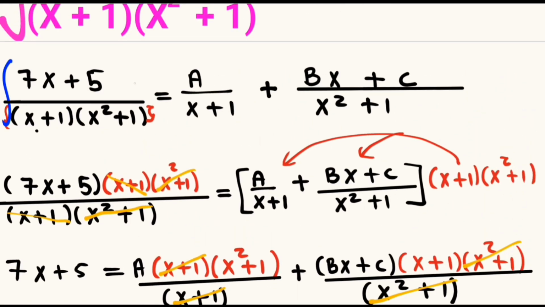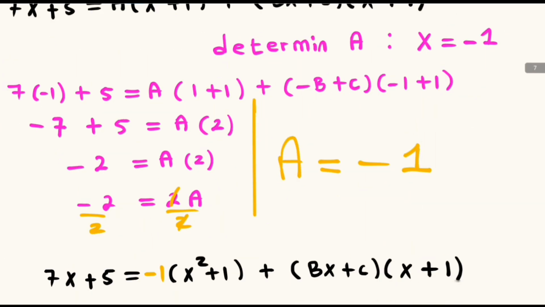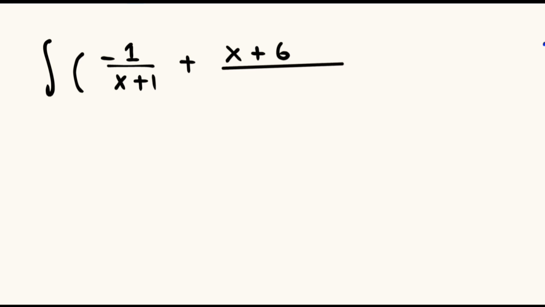So integrating the left hand side will just be the same as integrating the right hand side, but it will be much easier for us to integrate the right hand side. So we have the integral of a divided by x plus 1, but our a we determined as negative 1 divided by x plus 1, and we have plus bx plus c, and our b was equal to 1, and our c was equal to 6, and this is divided by the irreducible quadratic factor, x squared plus 1.